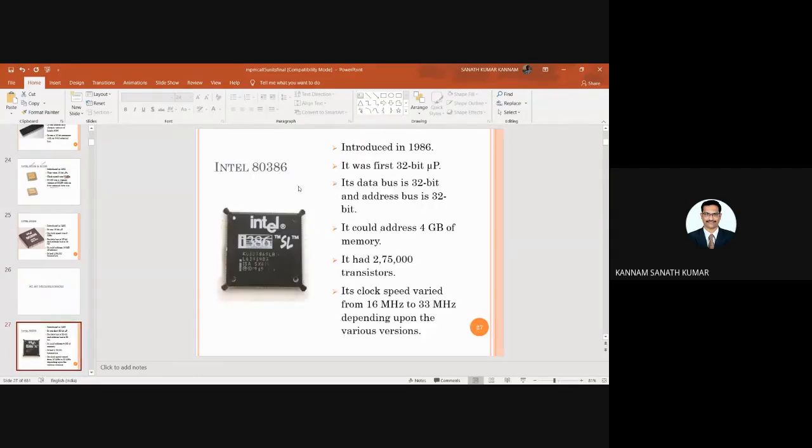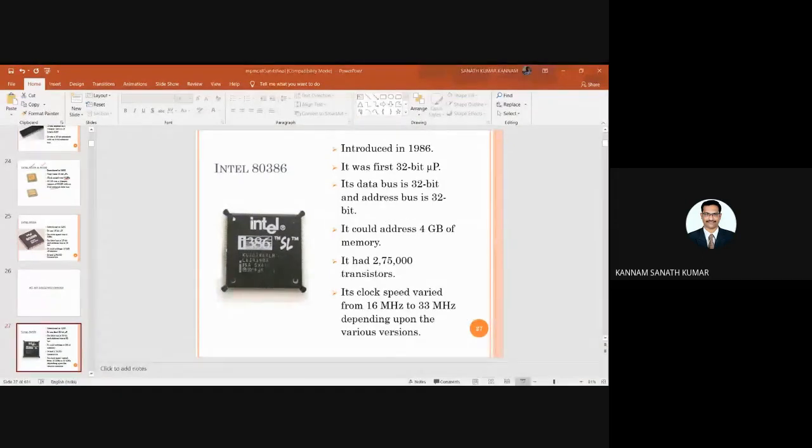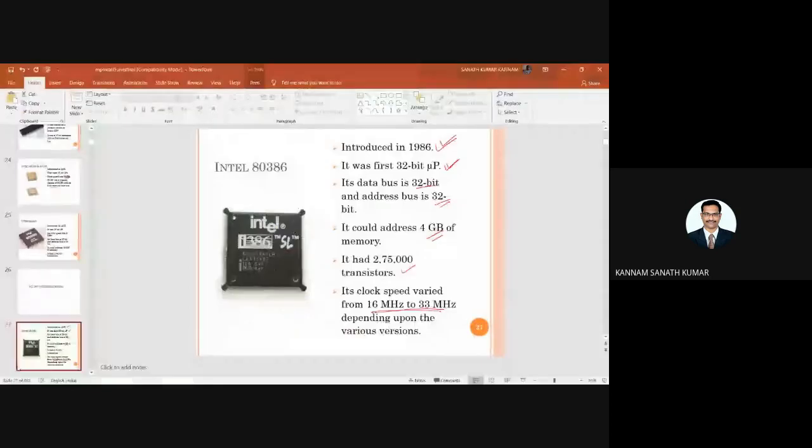So Intel 80386 was introduced around 1986. This is a 32-bit microprocessor, the data bus is 32-bit, and the address bus is also 32-bit. It can address up to 4 gigabytes, and it has a total of 2,75,000 transistors. The clock speed varies from 16 megahertz to 33 megahertz, depending on the version.